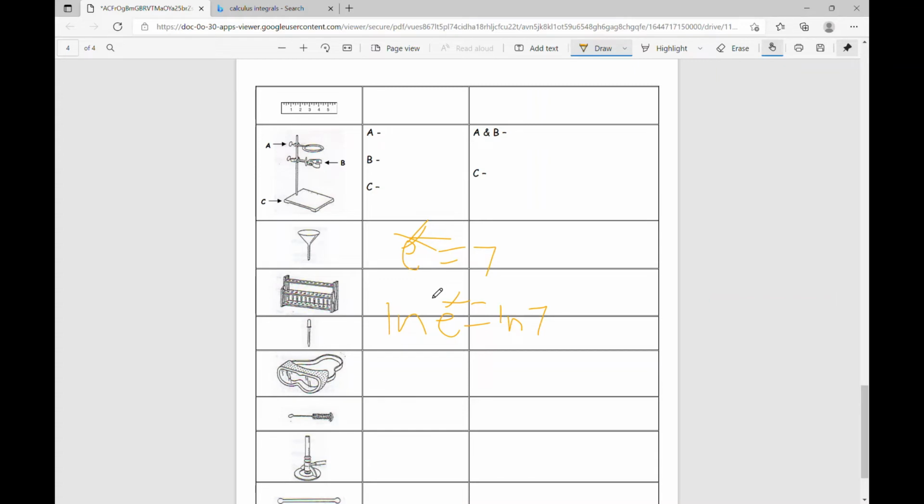Now, a property of natural logarithms lets us move the exponent to the front. So we can write this as x ln e is equal to ln 7. Now, ln e is 1, so it's basically saying that x times 1 equals ln 7, or simply x equals ln 7.